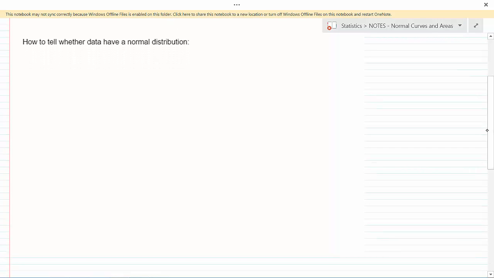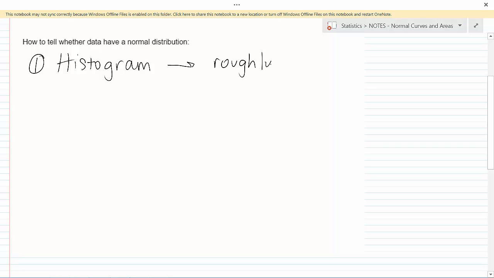So there are a few different things that you need to look at. The first thing is a histogram of the data. In order for data to be normally distributed, you want a histogram that is roughly bell-shaped, or we've called it mound-shaped in the past, and you want it to also be symmetric. Sometimes you'll be given a histogram to look at, other times you may have to create your own histogram.